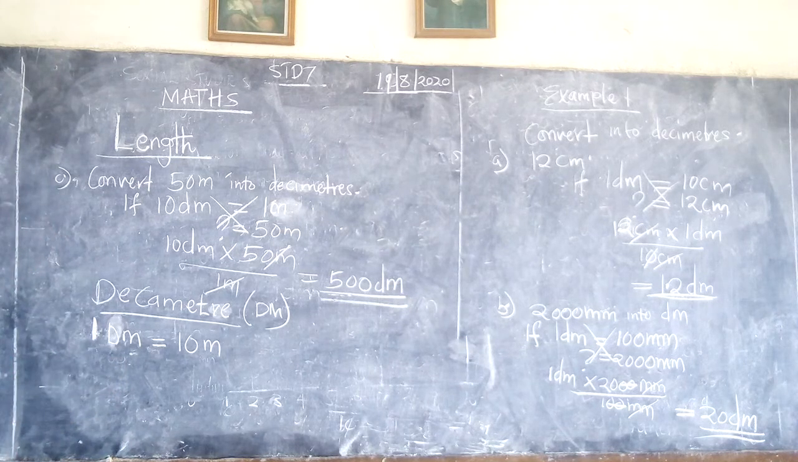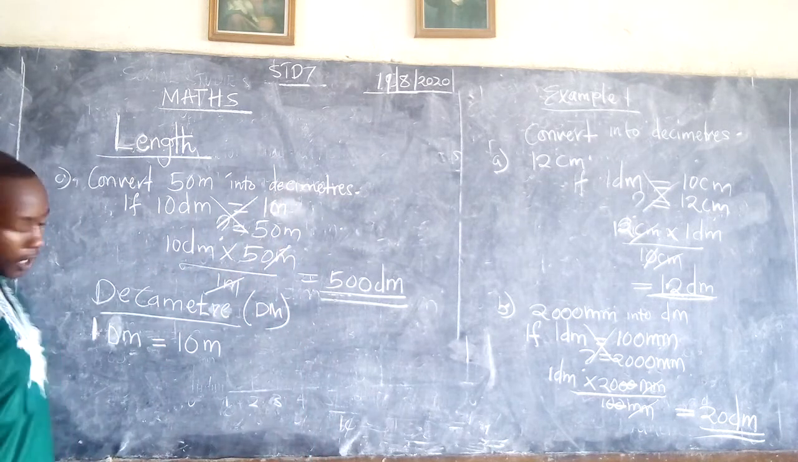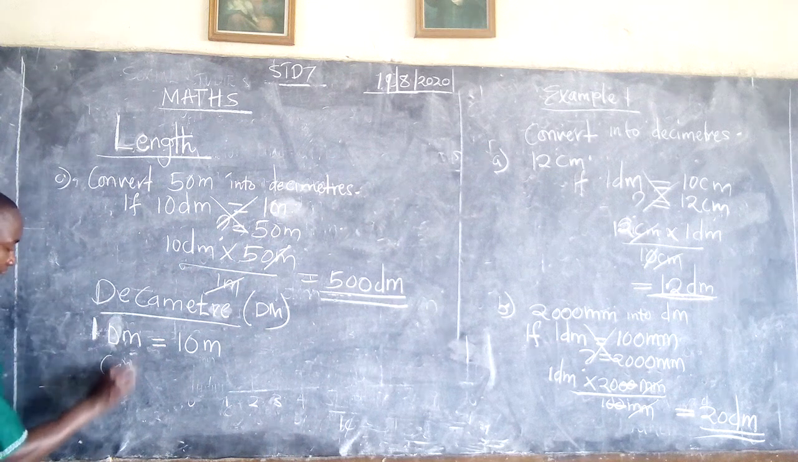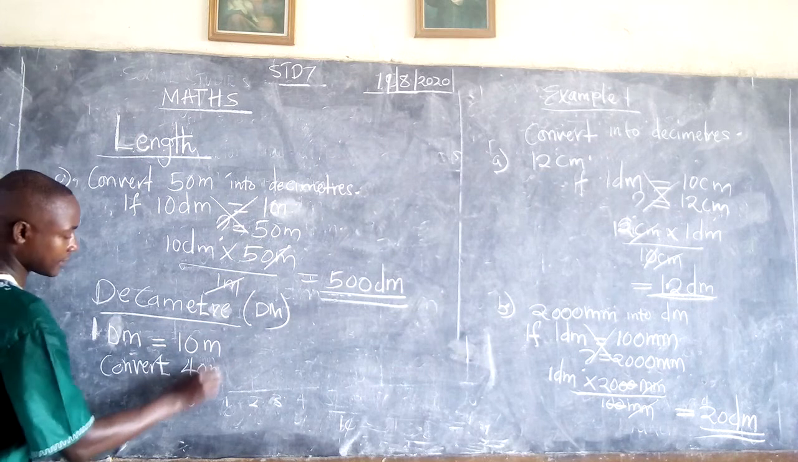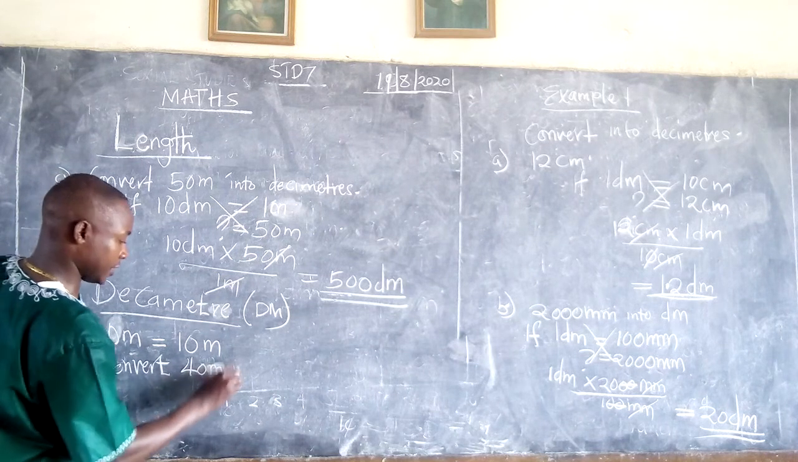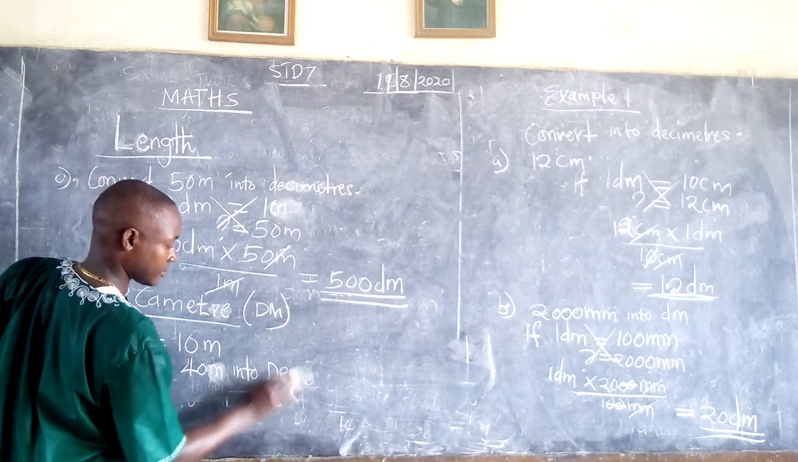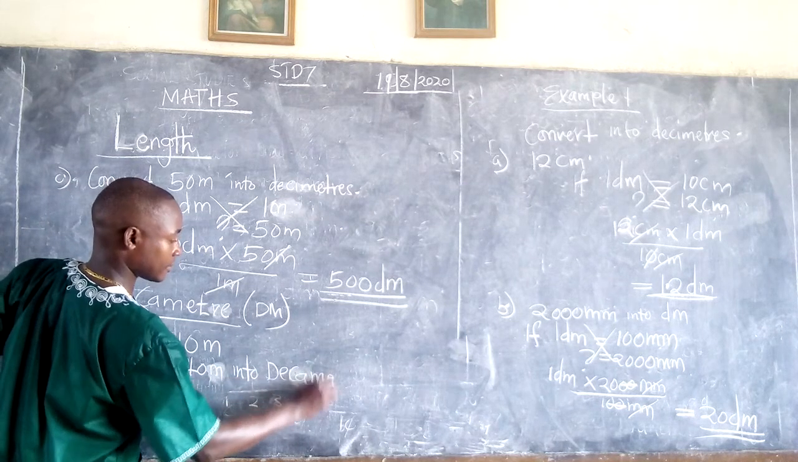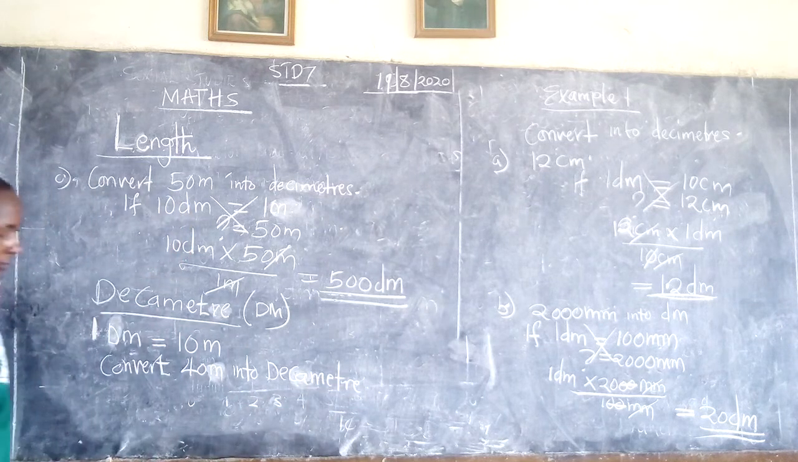So sometimes you can be told to convert 40 meters into decameters. This is how you work it out.